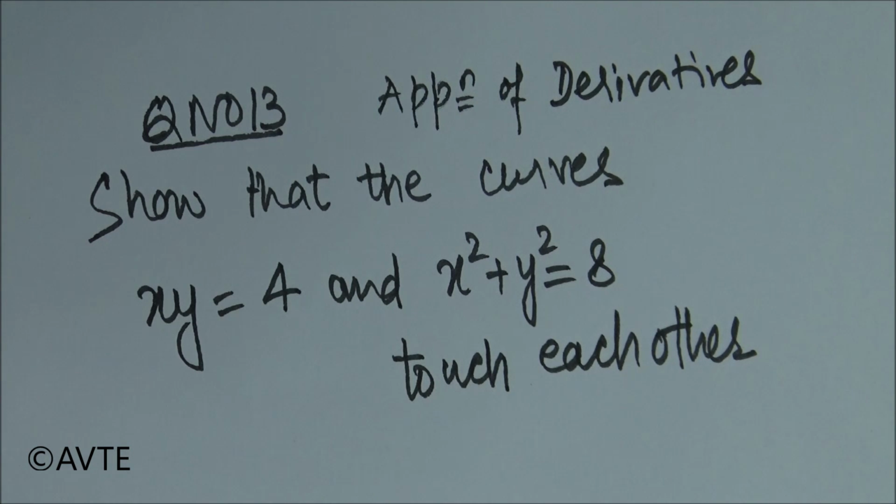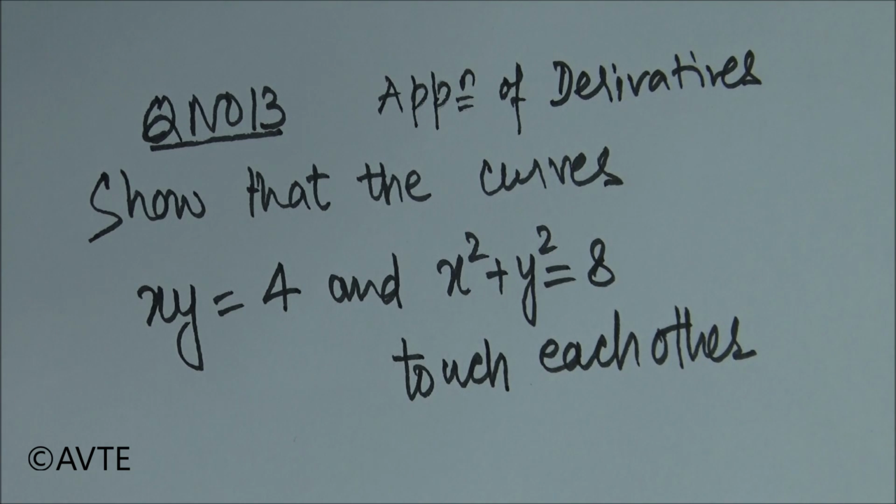Hello students, this is question number 13 from Exemplar from the topic application of derivatives. The question is, show that the curves xy equals 4 and x squared plus y squared equals 8 touch each other. This question is from tangents and normals, and you know that when two curves touch each other, then at the common point they have the same slope.